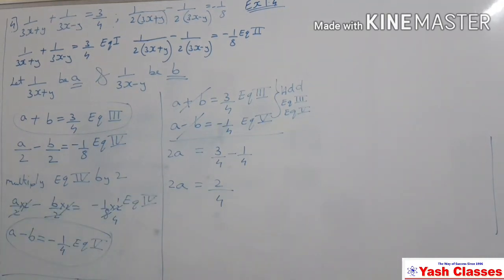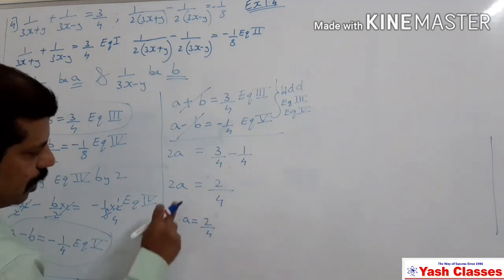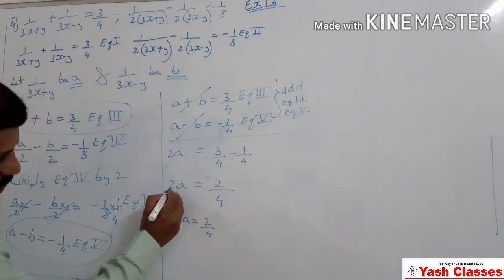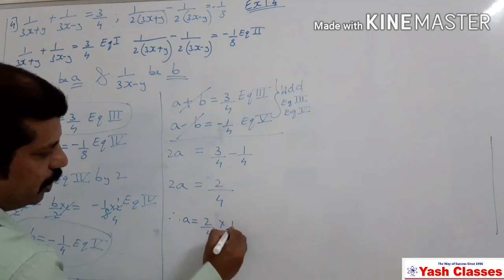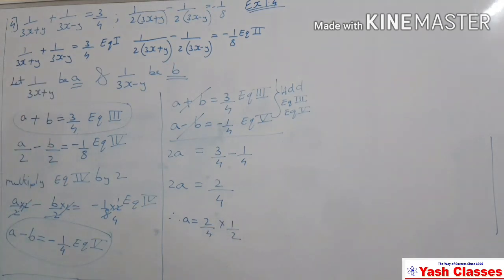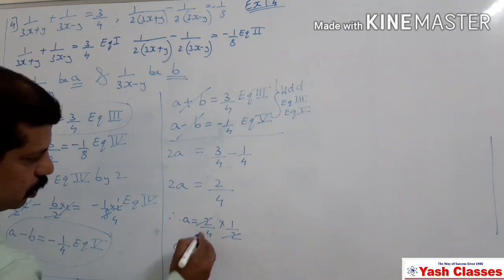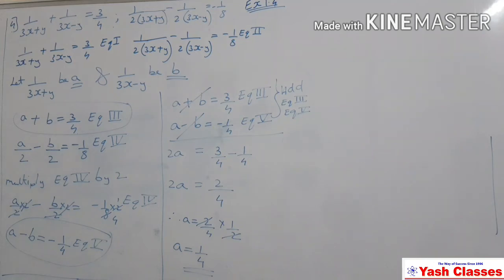Now, therefore, A is equal to 2 upon 4 as it is, and we are bringing this 2 here. Multiply sign is there. See here, 2A, that means the multiply sign is there. When it comes here, it will go in the denominator. 2 and 2 cancel. A is equal to 1 upon 4.